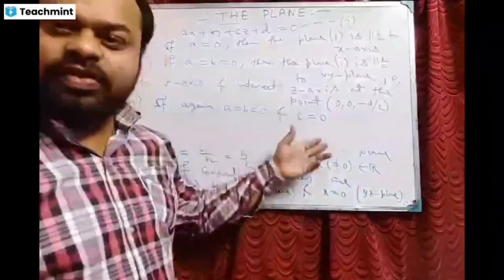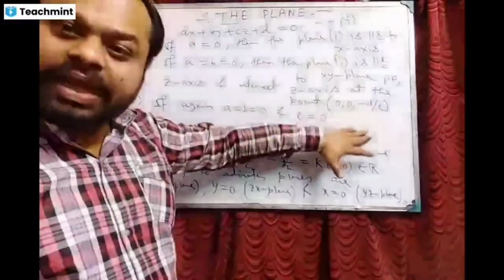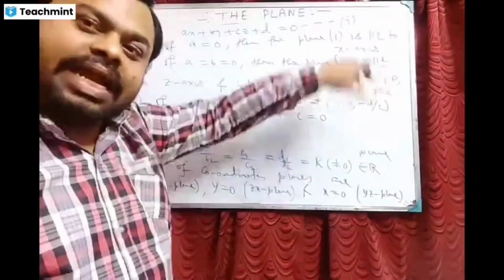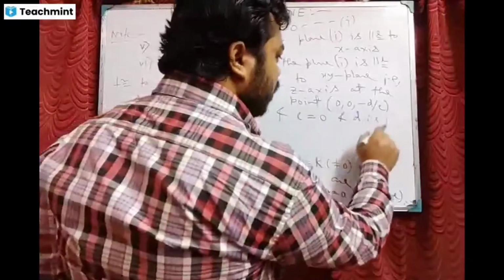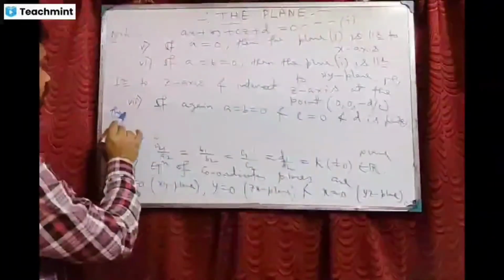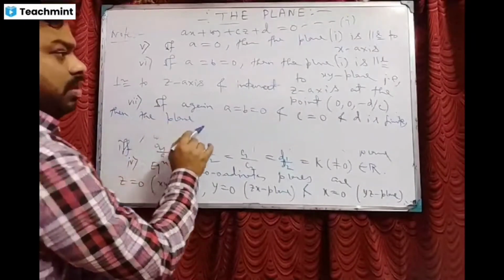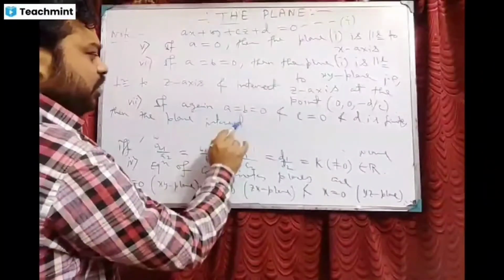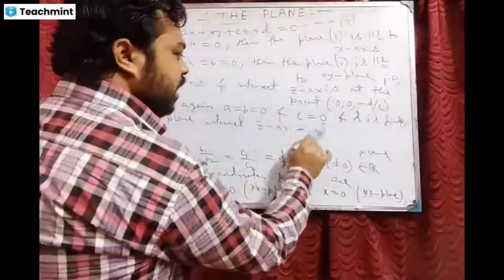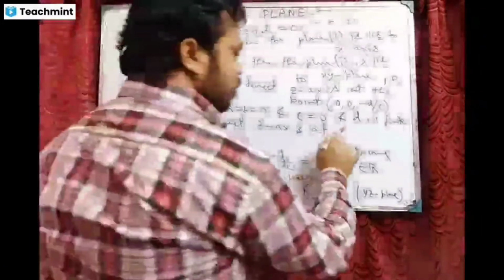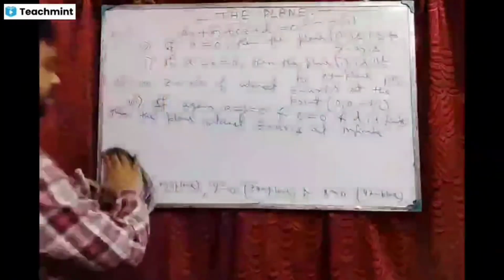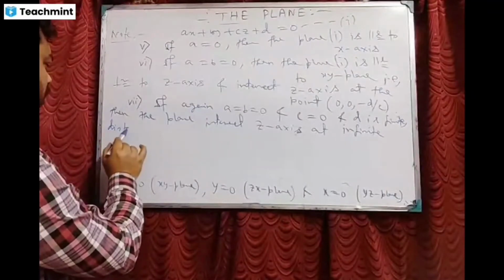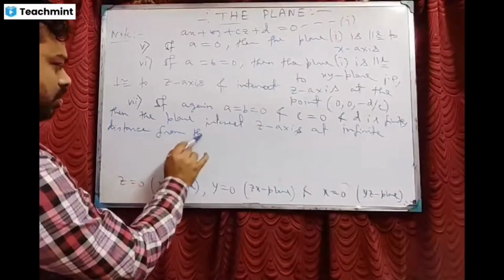That means if A is 0, B is 0, C is 0, and D is finite, then the plane intersects the Z axis at infinite distance from the origin. Okay.